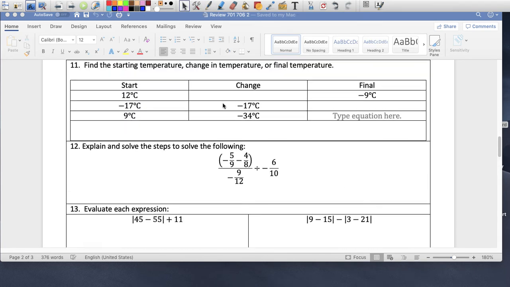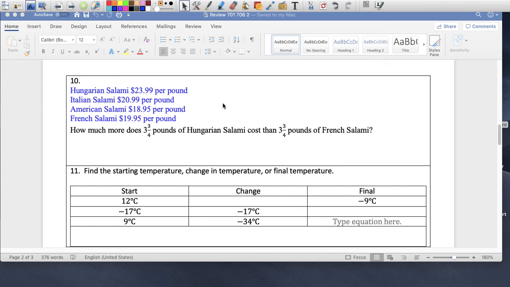This is not that bad. Here we have salamis. We're buying 3 3/4. I'm going to change this to a decimal, 3.75. I'm going to multiply by a pound of Hungarian salami, which is 23.99. Do that on a calculator. 3.75 times 23.99 equals 89.9625. Remember, money goes two decimal places, so our final price is going to be 89.96.